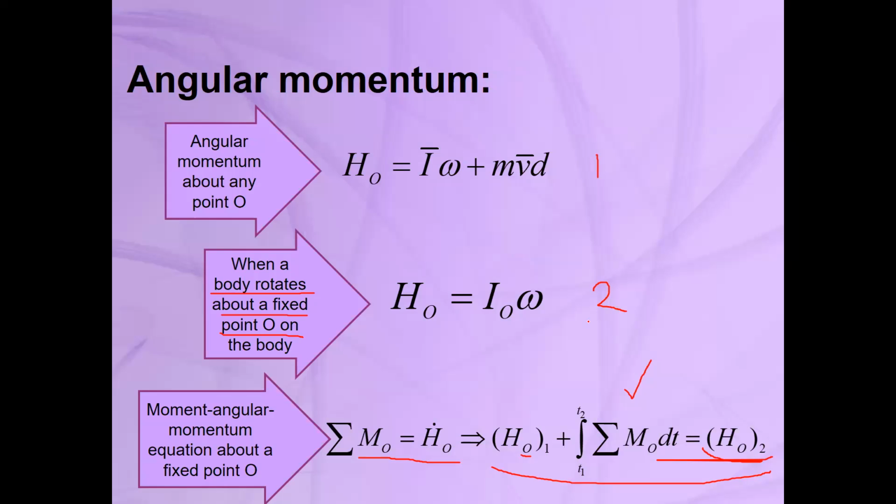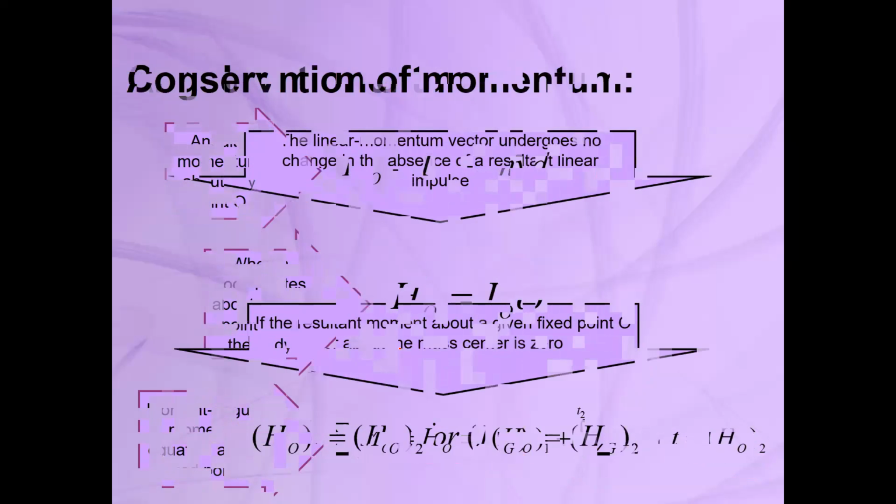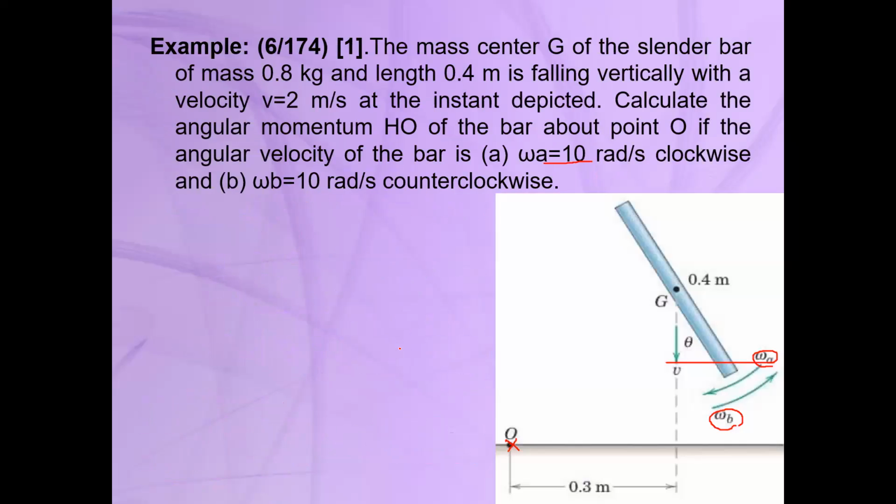So which one, 1 or 2? Equation 1 is the angular momentum about any point O, so this is an arbitrary point. But equation 2 is for point O when a body rotates about a fixed point O on the body. Is point O a fixed point in the example? This point O is a fixed point.